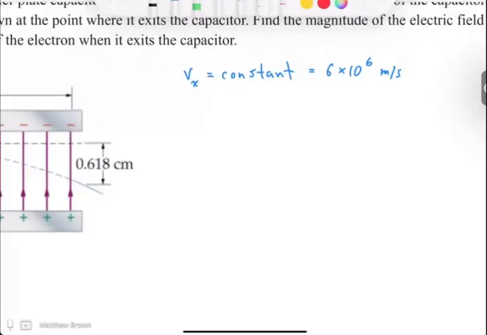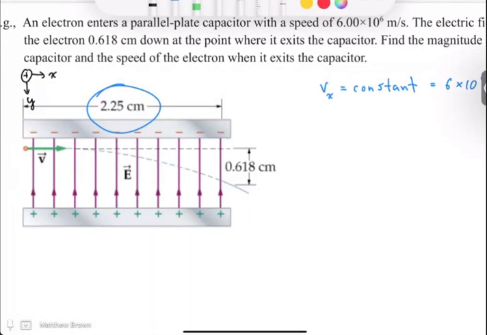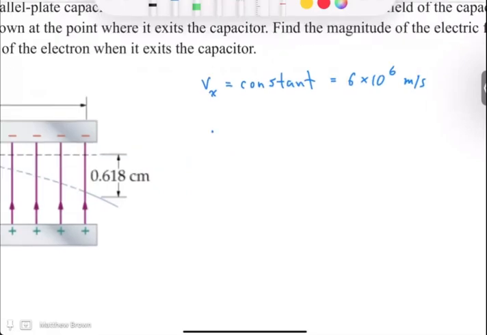And so I could figure out the time, since I know the distance it travels in the x direction. So time just equals distance over speed. So in this case, it's that. And I get an itty bitty number, 3.75 times 10 to the negative 9 seconds. So almost 4 nanoseconds this thing takes to go through here.